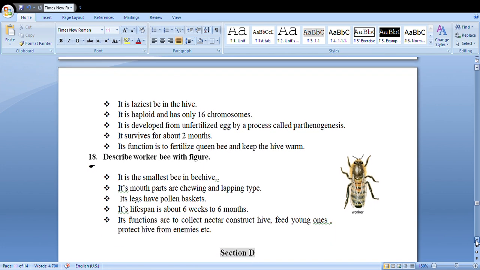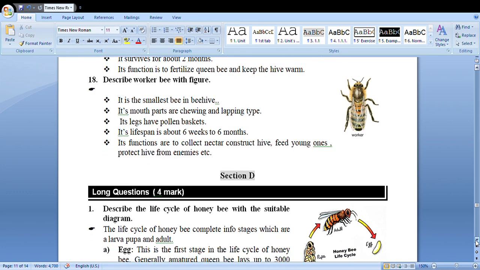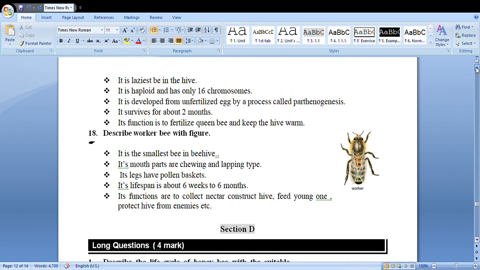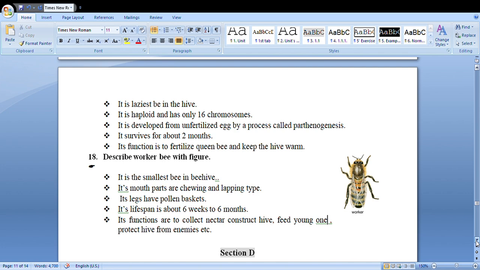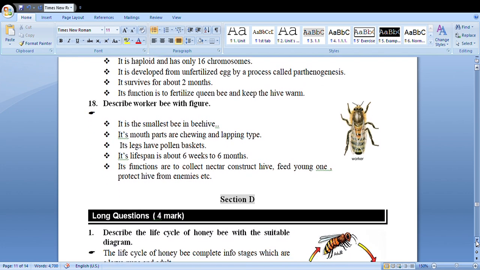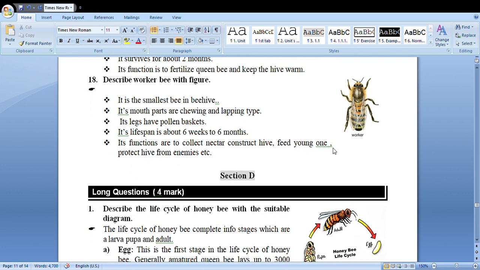This also we have already described in the lesson note sessions. It's the smallest bee, and these all features we have already described. So you can learn it from this note. Now let's go to long question. Long question, 4 marks. It is in section D. 4 marks question may be asked.